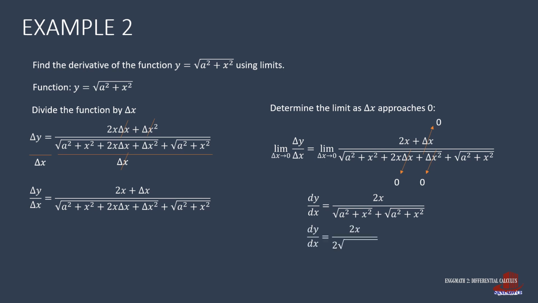Simplify the denominator, making it twice of the root of a squared plus x squared. Cancel 2 and have dy over dx as x over the root of a squared plus x squared.